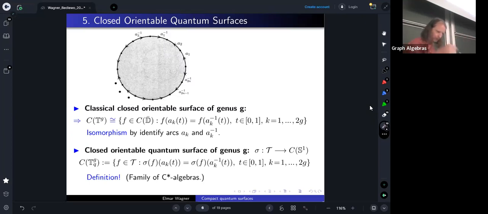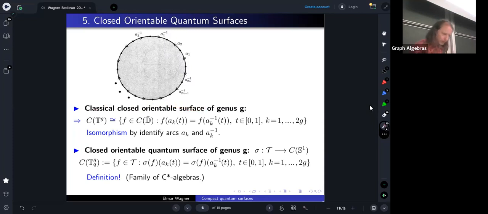There's no problem with this boundary. And here I have some assignment of arcs. This looks like the normal form that is usually in the books. But at the moment we defined it, we don't know if, when we change the arrangement, we get an isomorphic C-star algebra. I allow any arrangement so that the quotient in the classical case does give a classical closed orientable surface.